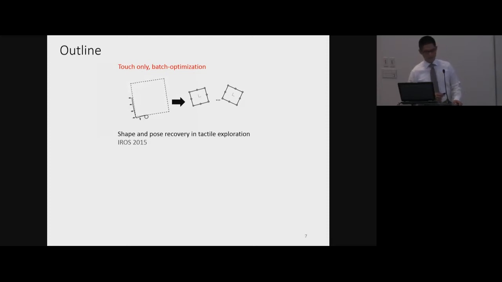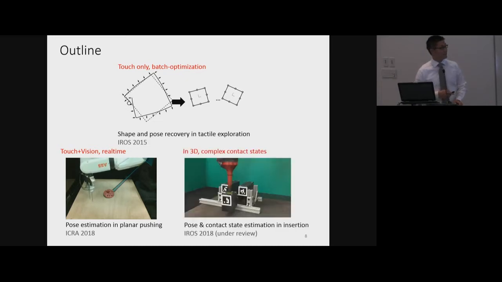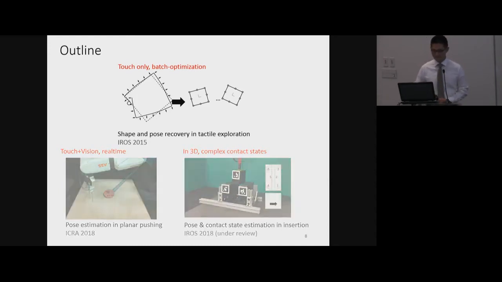So here's today's outline. There are 3 projects that I will talk about. The first one is shape and pose recovery in the tactile exploration process. It is touch only and uses batch optimization. The second project is pose estimation in planar pushing. Here we are adding the vision input, and we want the estimation to be in real time. Next, we will do pose and contact state estimation in the insertion task. Here we move from 2D to 3D tasks and also deal with complex contact situations.